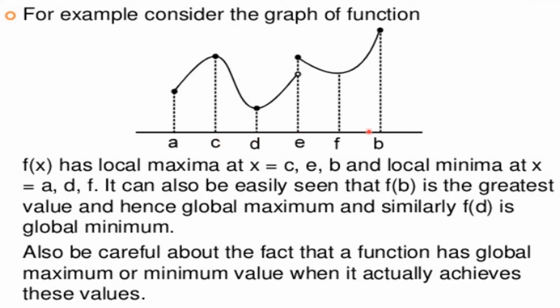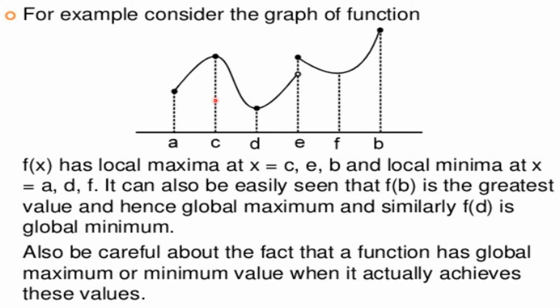My dear children, at these 3 points, f has a local maximum. And f has a local minimum at x = a, at x = d, and at x = f. At these 3 points, f has a local minimum. Understood this point, my children, by observing this graph? It can also be easily seen that f(b) is the greatest value.